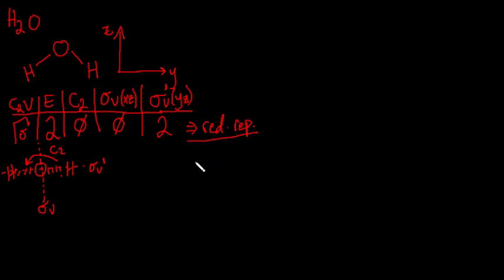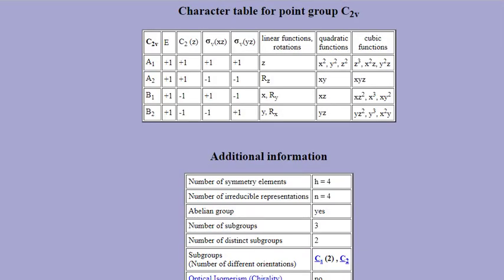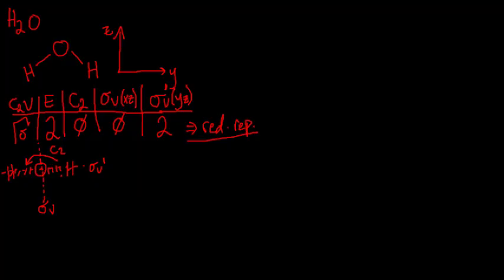Once we have the reducible representation, we can try and find the irreducible representation by following the following equation. So if we go back to the actual character table, you'll see we have 4 rows. So there's A1, A2, B1, and B2. So we want to find the number of representations for each one of those. So we'll start with A1.